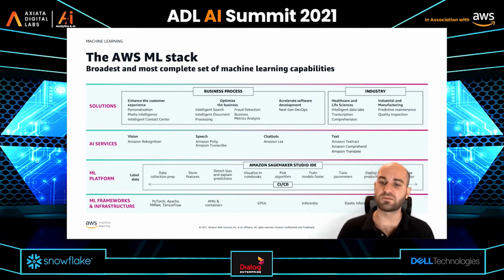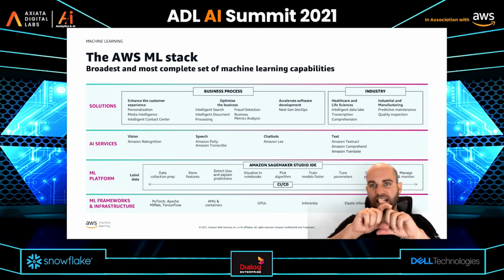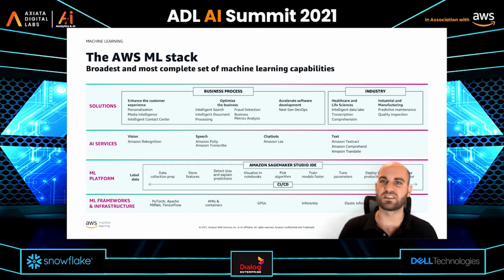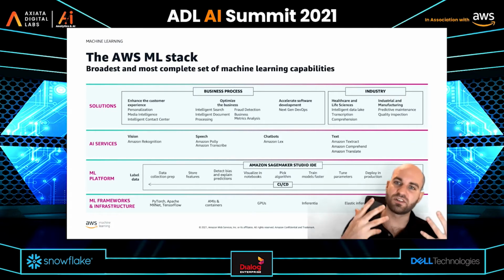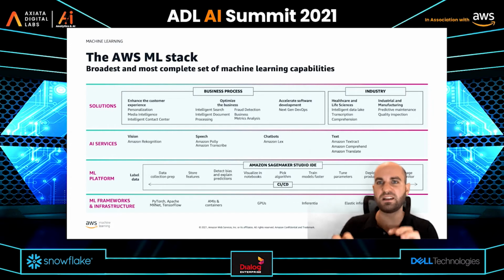So in healthcare and life sciences, many different ways of doing things like transcription, comprehension of different medical terms, and intelligent data lakes that are compliant for the healthcare space, or the industrial and manufacturing space. So predictive maintenance capabilities, and also things such as quality inspections and even computer vision at the edge on existing CCTV cameras that you might have hanging around, the IPTV cameras. The layer below then is other AI services. So services such as computer vision services, which is Amazon Rekognition, speech services, chatbot capabilities, textual natural language processing capabilities, which are now building blocks that you can put into your application without the need to train any of these machine learning models yourself.